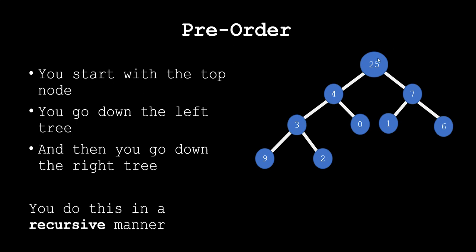Because we're going from the top, we're going all the way down, and then we're going to go backwards, and then go to every right node. So here we have 25, 4, 3, 9, 2. Then we go up here and we finish its right tree, which is 0. Then we go back to 25 and finish its right tree. So that's 7, 1, and then go to the right, so that's 6. So let me just quickly go over it again. 25, 4, 3, 9, 2, 0, 7, 1, 6.